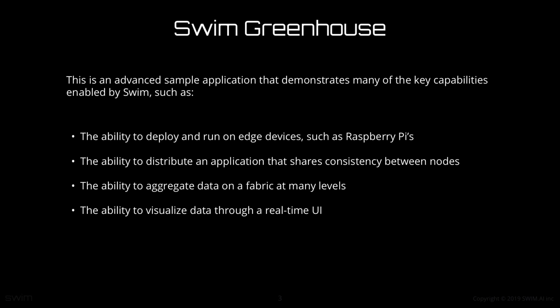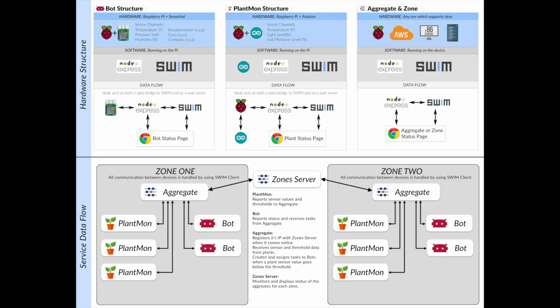The greenhouse itself is comprised of several devices. Each device is a Raspberry Pi. It doesn't have to be a Pi on all of them, but they're all essentially a Raspberry Pi. All of them are running just standard Debian, and then on that we run SWIM and we run Node.